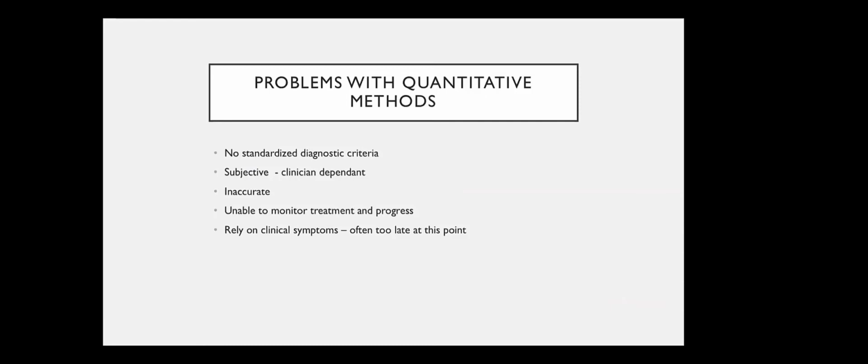So if you are to diagnose periimplantitis, what is your end goal? Is the idea that you're meant to have absence of bleeding on probing? Is that a good enough treatment aim? Or is there another thing that we can actually monitor and track? And lastly, you're often relying on clinical symptoms. And by this point, it's often too late if the patient's actually having problems with their implant.